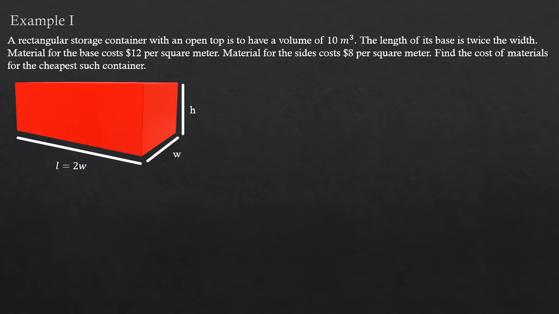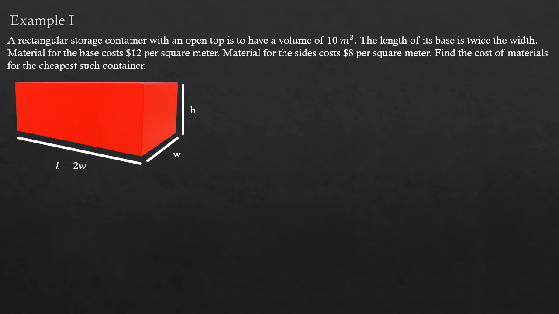So, example 1, a rectangular storage container with an open top is to have a volume of 10 meters cubed. The length of its base is twice the width. Material for the base costs $12 per square meter. Material for the sides costs $8 per square meter. Find the cost of materials for the cheapest such container.